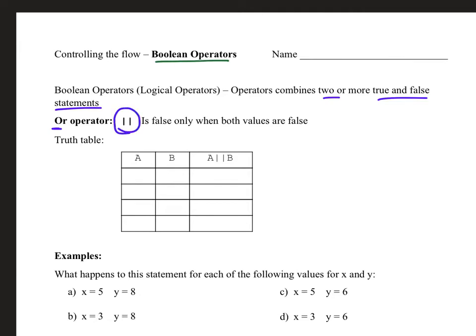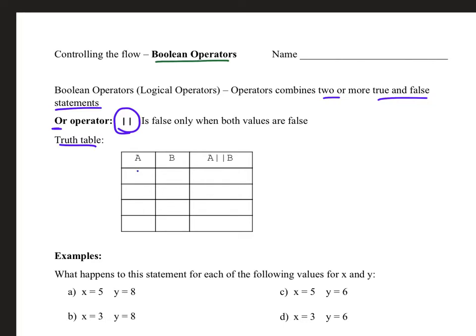It's a shift and then backslash. Yeah, I believe it's up there. Okay, it's false only when both values are false. So this is a truth table. You probably are not as familiar with the truth table as we'd like you to be, but basically a truth table goes through every single possibility that you could have with A and B true and falseness.